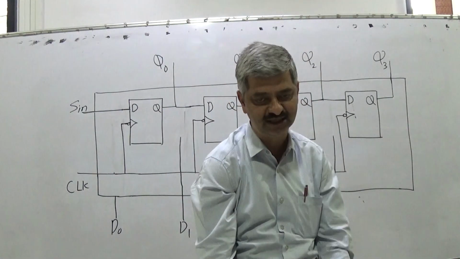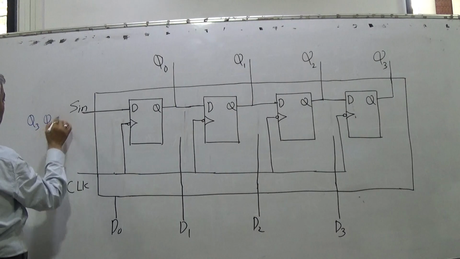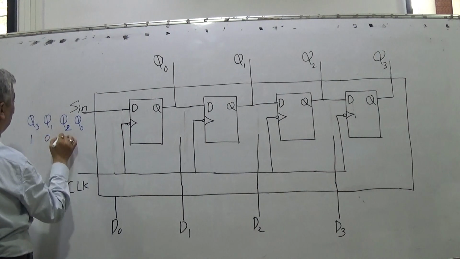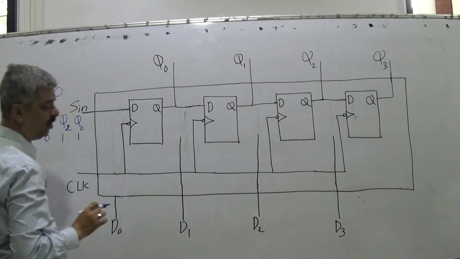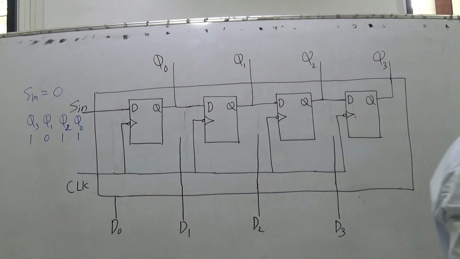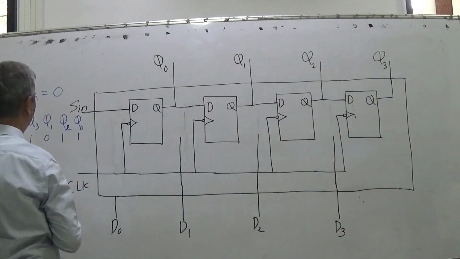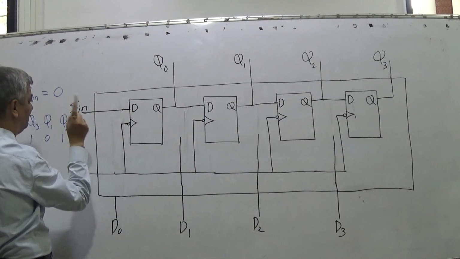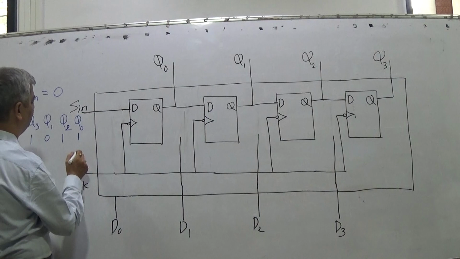So suppose initially Q3, Q2, Q1, Q0 are 1, 0, 1, 1, and if I apply S in equal to 0, what would be the next state of Q3, Q2, Q1, Q0? Listen very carefully. If S in is 0, what is this D? It is S in. When clock comes, whatever is at S in will be transferred to Q0. S in is 0, so Q0 will become 0.